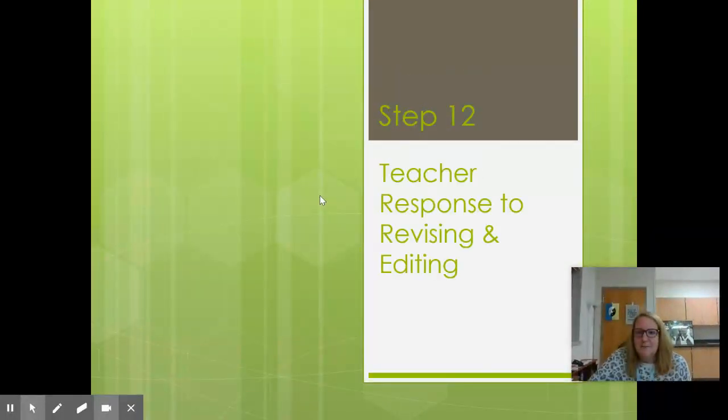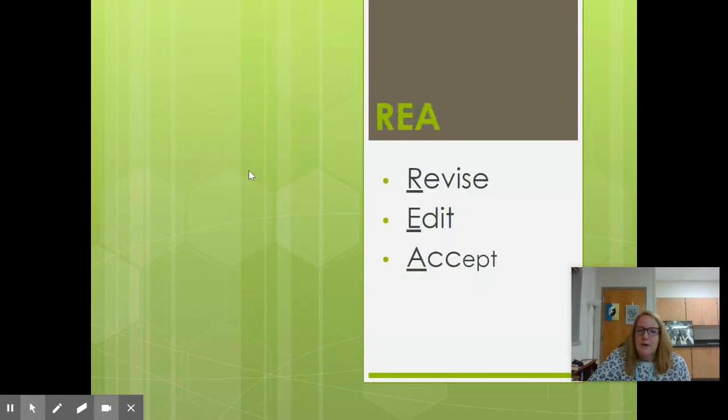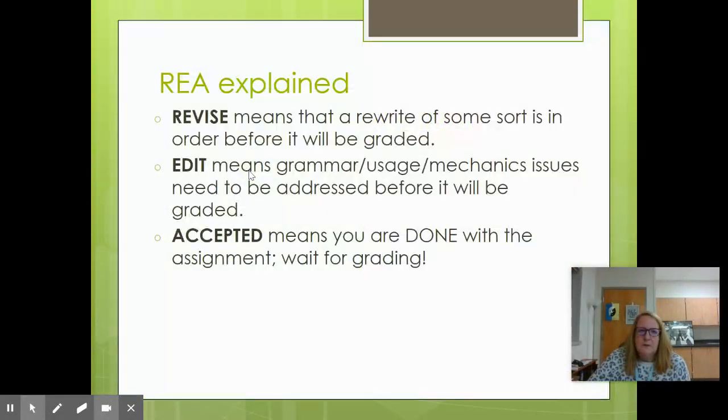And then it's time for your final draft. Here's what's going to happen when you turn in your final draft. I am going to look at it quickly, and I'm going to categorize each essay into one of 3 groups: revise, edit, or accept. Revise means that there are some major revisions that need to be done before I'm going to grade it. Edit means there are grammar and usage mechanic issues that need to be addressed before I will grade it. So revise has to do with the content.